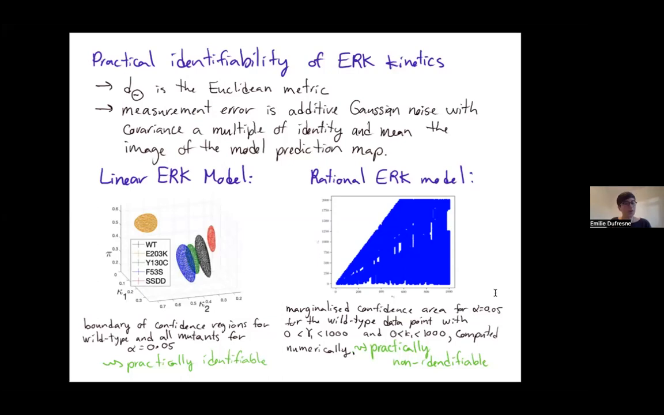Now this one, because we don't have access to its analytic solution, we had to do numerically. So it is not a proof, but it's a very strong indication that this model, the rational ERK model, is practically non-identifiable. And you would get some similar picture if you were to do the same for the full ERK model.